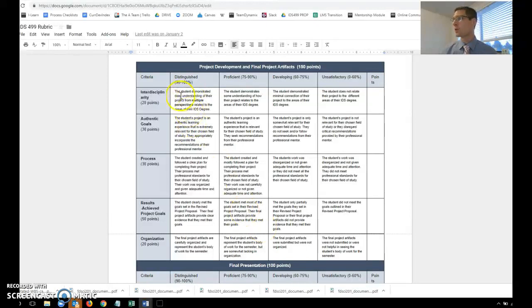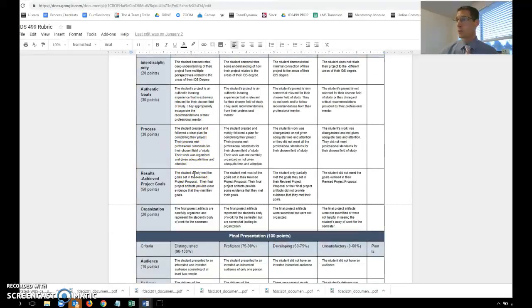So please be sure to look at both sections of the rubric and read it carefully. For these project artifacts, we're looking at interdisciplinarity. Are you coming at your project from multiple perspectives? Are your goals authentic? Are they appropriate? Are you listening to the recommendations of your mentor? Your mentor will send in a mentor evaluation at the end of the semester, and I take that into account when I grade this.